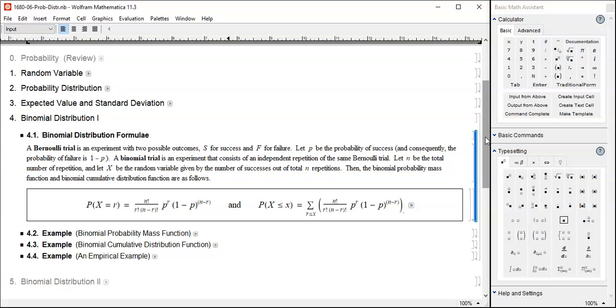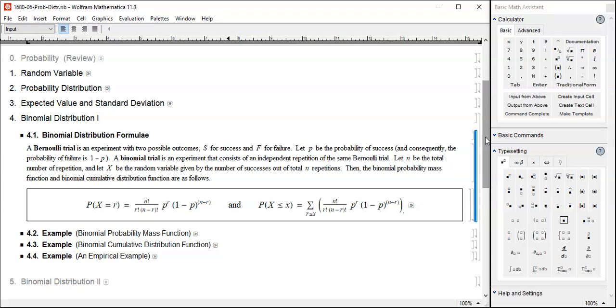Binomial trial. Bi means two, so there's no surprise in starting with a trial with two possible outcomes. Success, failure, nothing else. That kind of trial is called a Bernoulli trial, named after the mathematician Bernoulli. A binomial trial is an independent repetition of a Bernoulli trial. For instance, toss a coin 10 times. We have success, failure, head or tail, and what is the probability for 7 heads and consequently 3 tails out of 10 tosses? That kind of thing is a binomial trial.